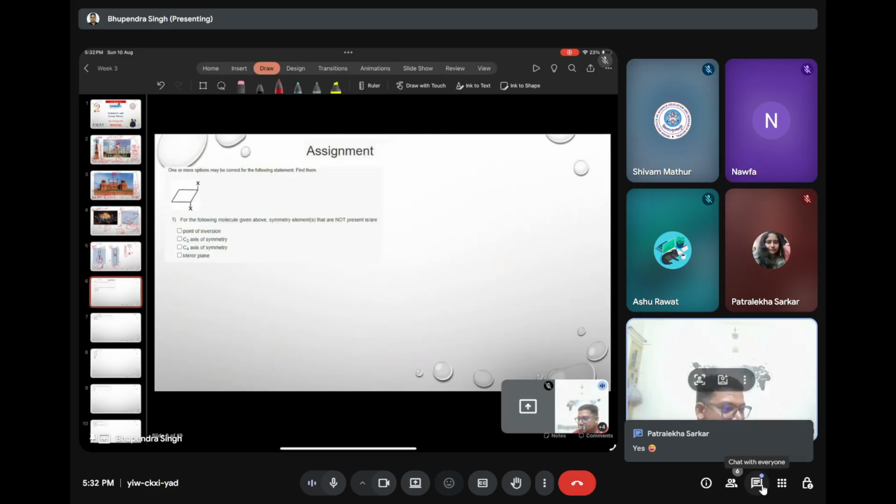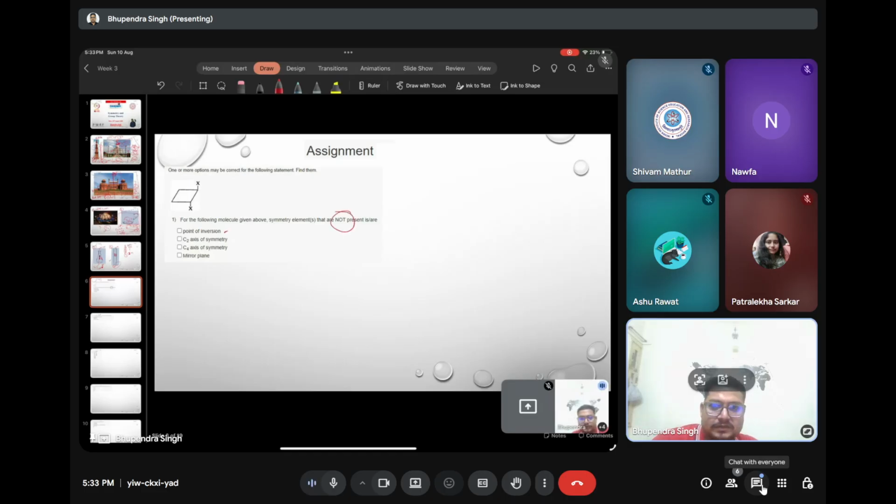Now coming to our business. Coming to this assignment, this is the week 0 assignment. I think you guys are able to solve it, but still. What is the question? One or more options may be correct for the following statement. For the following molecule given above, the symmetry elements that are not present are asked. So not present.